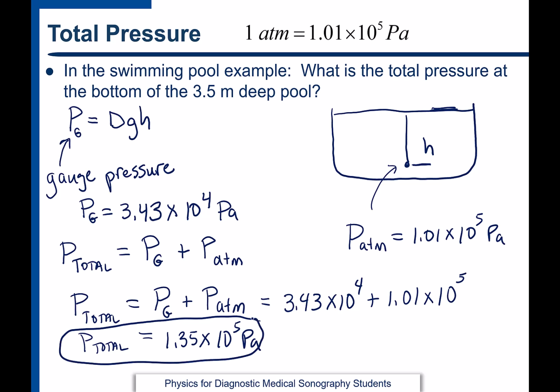So the one thing you have to be careful of in a problem is, are you being asked for the gauge pressure, or the pressure difference between the surface of the water and the point a distance h down into the water, or are you being asked for the total pressure? By the way, total pressure is also sometimes referred to as absolute pressure. This concept of gauge pressure versus total pressure can be confusing. So let me show you why we call it gauge pressure.